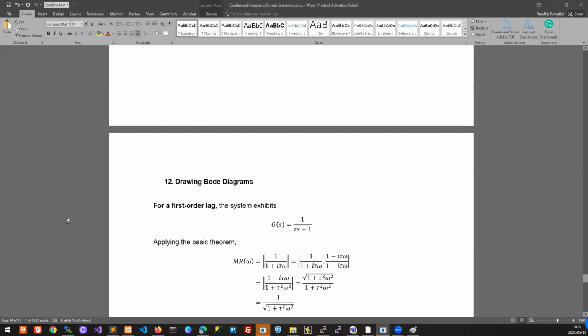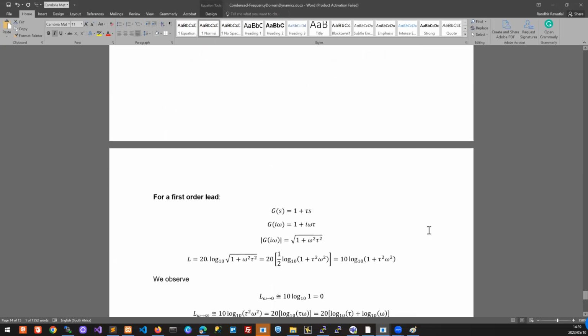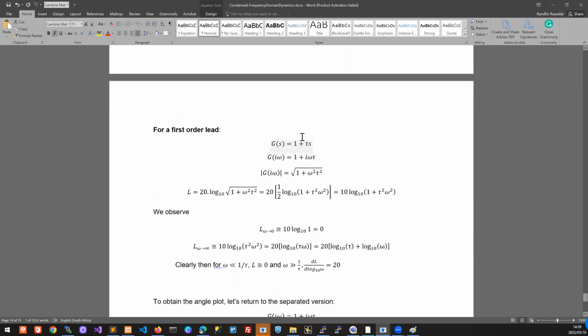So we did all this for the so-called first order lag. And if you look back at the exponential and you've got the exponential die out, then that's a motivation for it being called a first order lag. For the first order lead, instead of 1 over 1 plus tau s, we have now 1 plus tau s. And so this part is in fact easier than the earlier case.